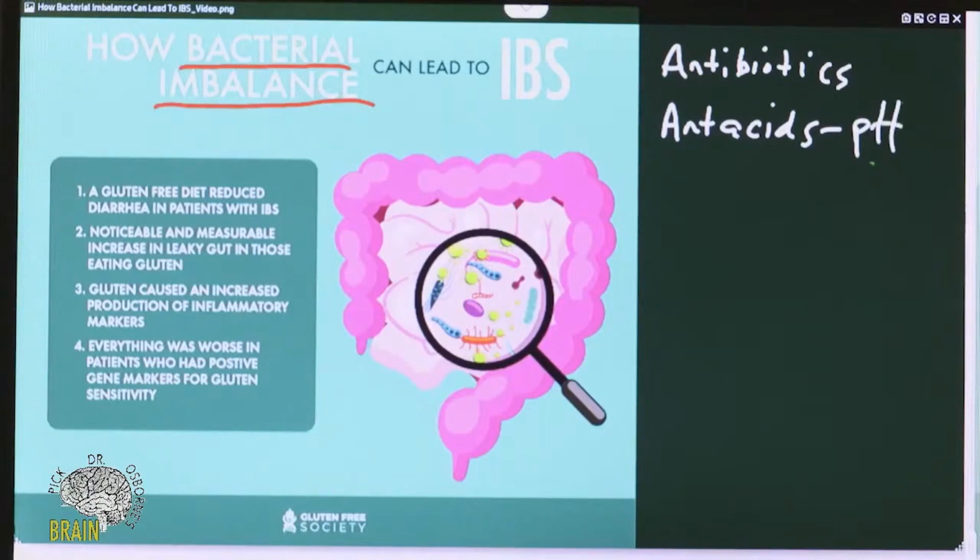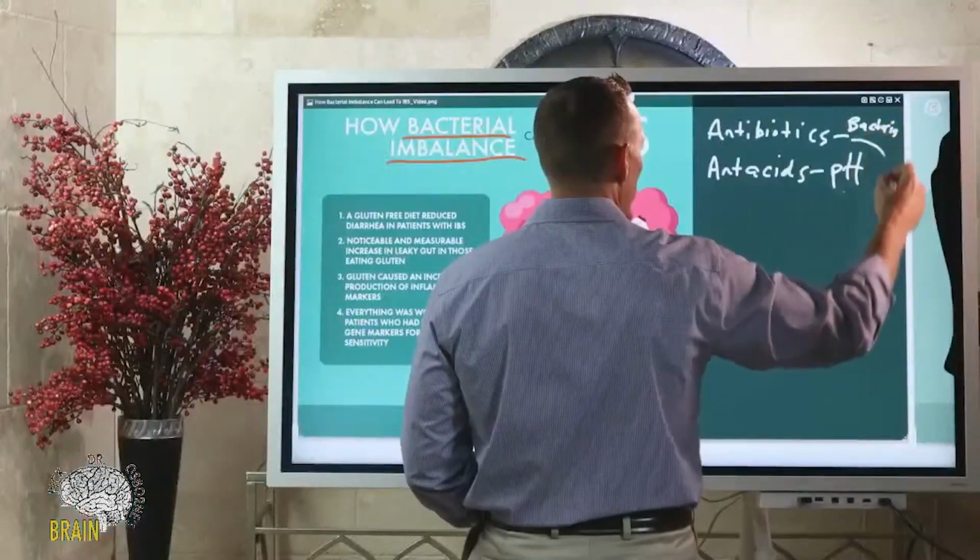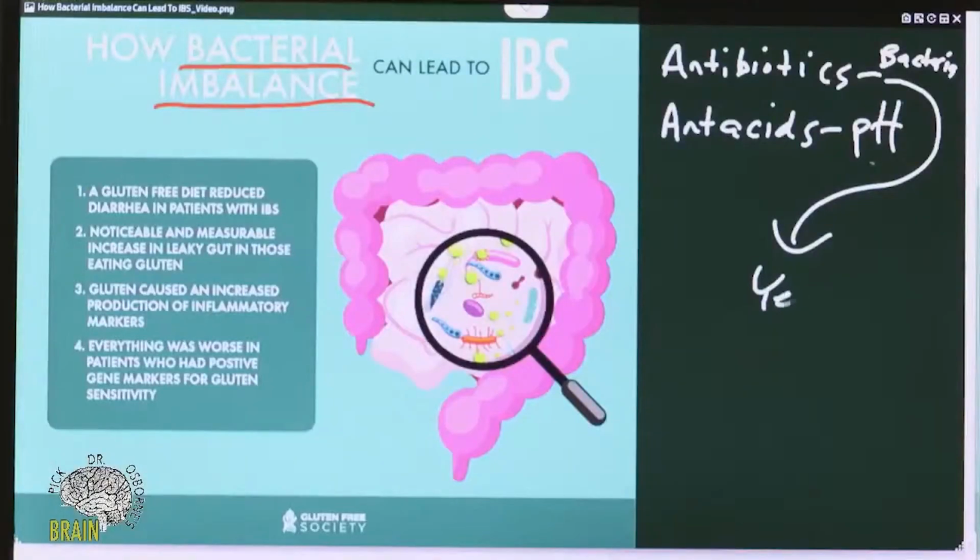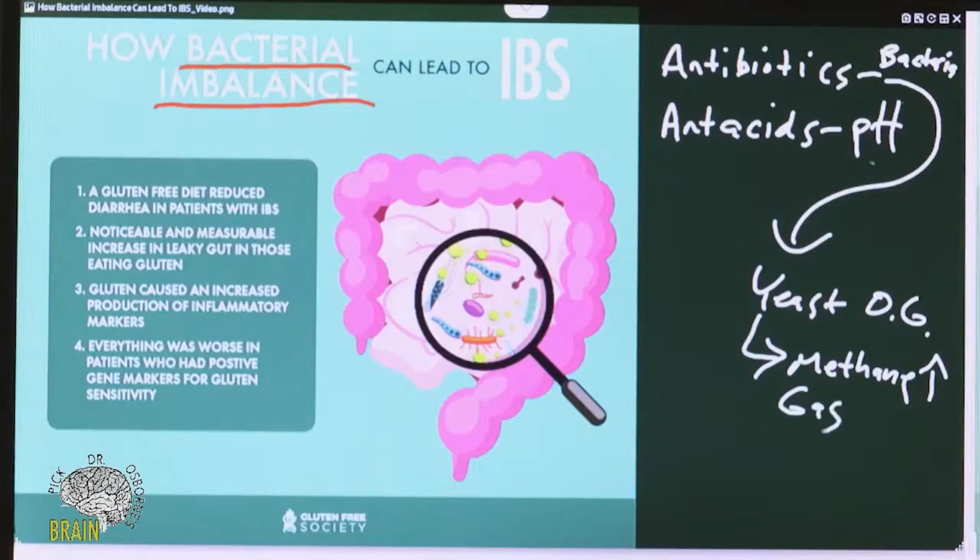pH, power of hydrogen, and the antibiotics alter the bacteria. They alter the milieu, the types of bacteria. Oftentimes what antibiotics do is they lead to yeast overgrowth. And that yeast overgrowth, yeast are methane producers, so more yeast in the bowels will start to increase methane gas formation. That methane gas oftentimes leads to perceived SIBO.